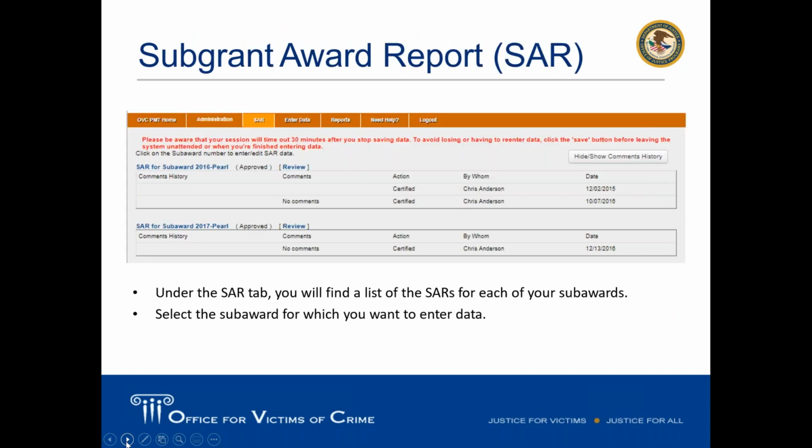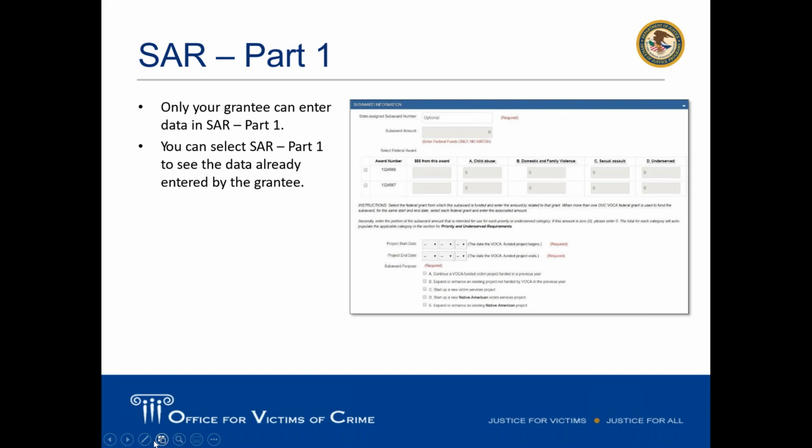And under those SAR tabs, you'll find a list of your SARs for each of your sub-awards. Once you go in there, you click on the one that you want to enter the information for. And as it states here, the grantee, which is us, will enter in part 1, and that information will be completed if you have sent us the information that we requested.